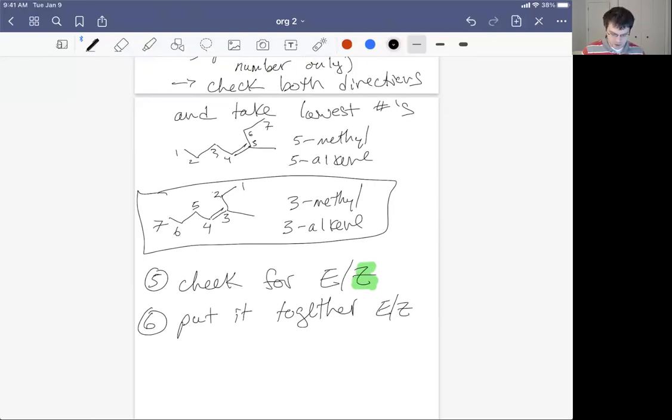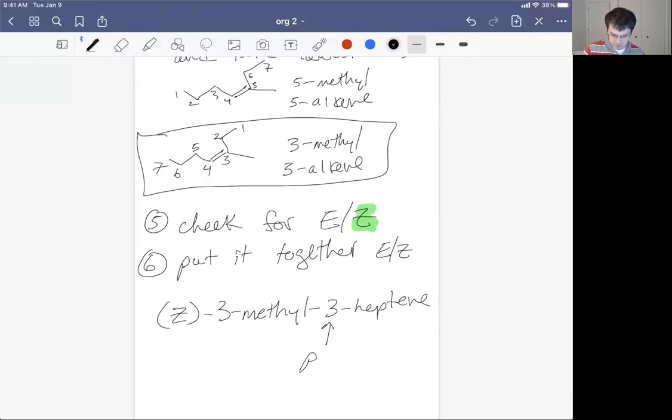But we're getting a little long-winded, so what I'm going to do is write Z, and I like to put it in parentheses, but you don't have to. I'm going to put Z dash. This is going to be 3-methyl, and then 3-heptene. The 3 right before the parent chain is the position of the alkene, or the position of the CC double bond, a lower number only.